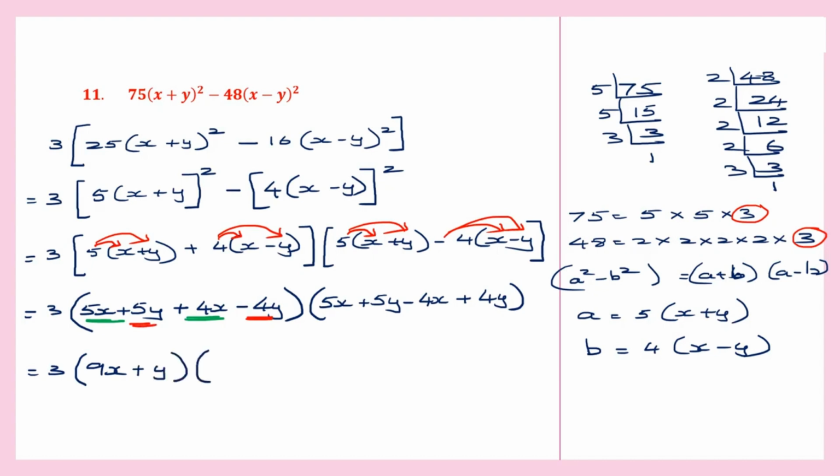Then here on this other side, again let's take the x. 5x minus 4x. 5 minus 4 is 1. So it's only 1x. Now let's take the y's. 5y plus 4y. And that is 5 plus 4 is 9. So plus 9y. So this is our final answer.